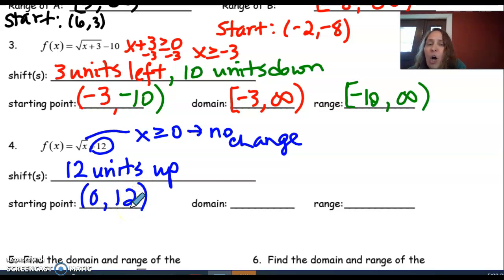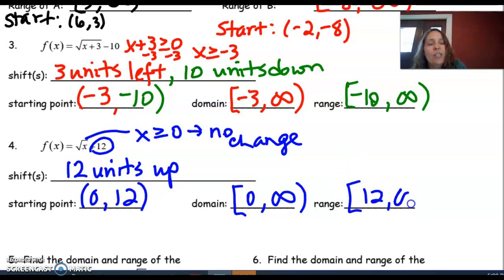Because we haven't shifted it left or right, our domain is still from 0 to infinity. And our range, moving 12 units up, means that we're starting at 12, and again, just getting bigger from there, so going up to positive infinity. Hopefully that helps. We're really doing the same thing over and over again, just with slightly different wording, maybe a different structure to the question, but it's the same thing over and over.